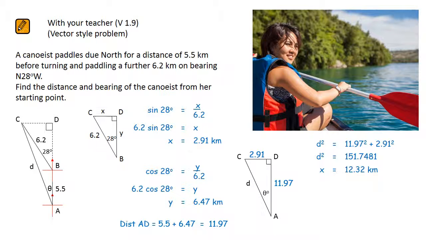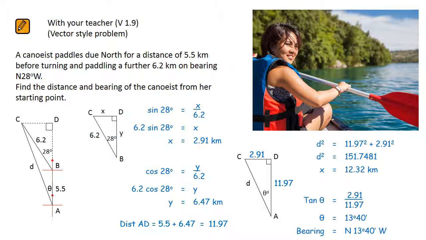To find theta, once again we're looking at that large right-angled triangle ADC, and we can say that tan of angle theta equals opposite 2.91 over adjacent 11.97. That'll give us that theta equals 13 degrees 40 minutes. The bearing is from the north, rotate 13 degrees 40 minutes towards the west.